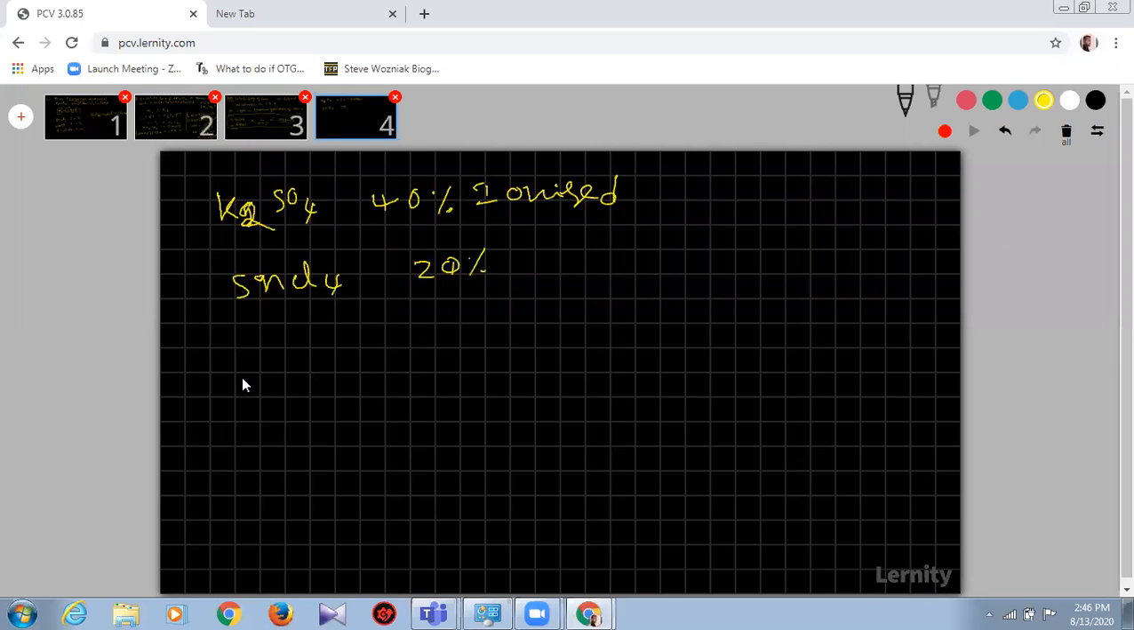Next one, FeCl3, this is 30% ionized. Next one, KCl, this is 50% ionized. This is one question: among these, which will have the Van't Hoff factor maximum? Okay, I will show you.